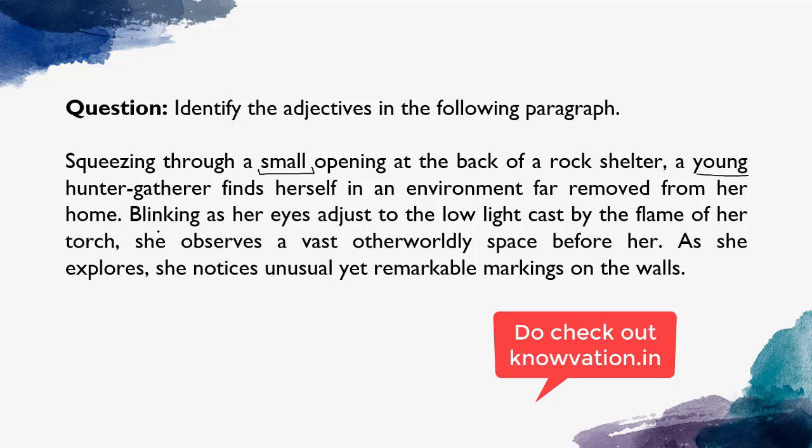Blinking as her eyes adjust to low light. Okay, so light is being described as low. So low is my adjective. Cast by the flame of her torch, she observes a vast otherworldly space. So vast is being used as an adjective and space is being described as otherworldly. So these two words are adjectives.